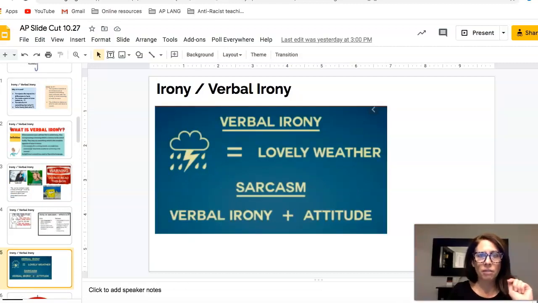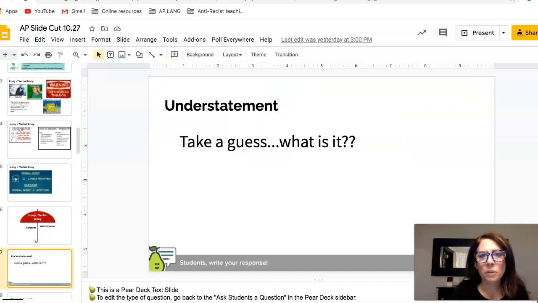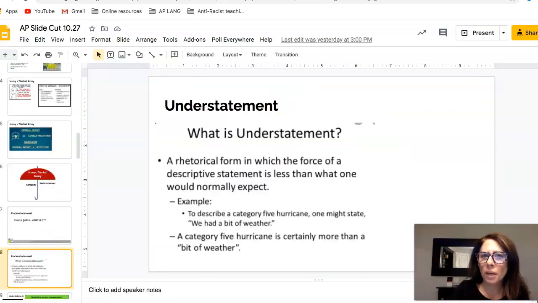So we have verbal irony, lovely weather, and then if we take it one step further, we shift in tone and we have an attitude, we become edgier, then it becomes sarcasm. So here's the umbrella again. We have verbal irony, sarcasm. And now we're going to talk about a very specific kind of verbal irony with understatement. You can kind of guess from the word understatement, perhaps it's like underwhelming, right? Not overwhelming, but underwhelming. And it's a description that is less than what we think or anticipate the tone or expression of that statement should be.